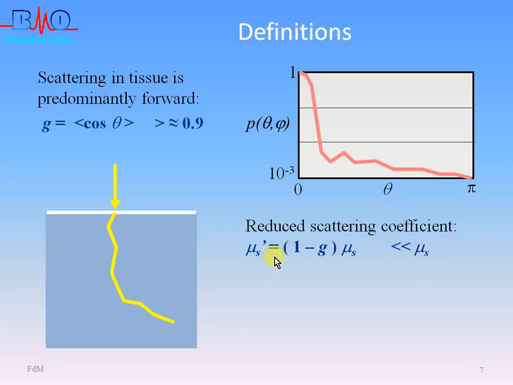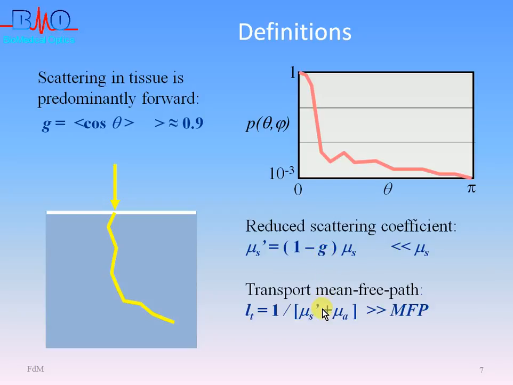We can define a reduced scattering coefficient as 1 minus g times mu s, and that's much smaller than mu s itself because g is close to 1. We can define a transport mean free path that is denoted with L t, is 1 over mu s prime plus mu a, and that is much larger than the mean free path, as is seen here. The mean free path is connected to one scattering event, and L t is connected to the distance where it can be supposed that the photon loses its initial direction.